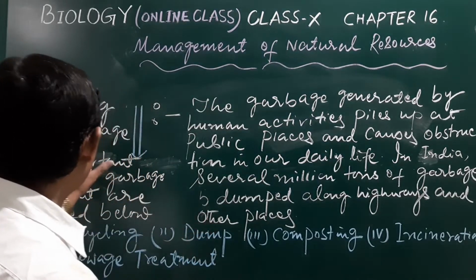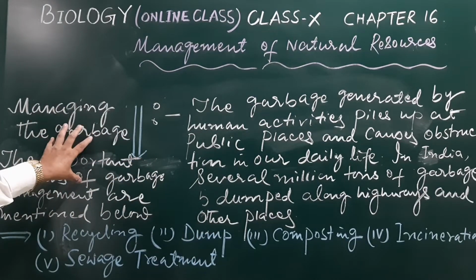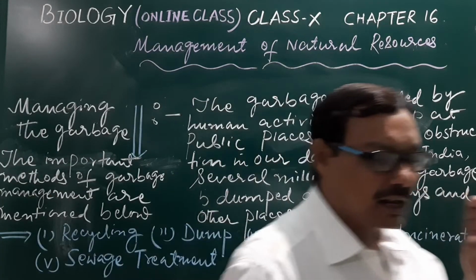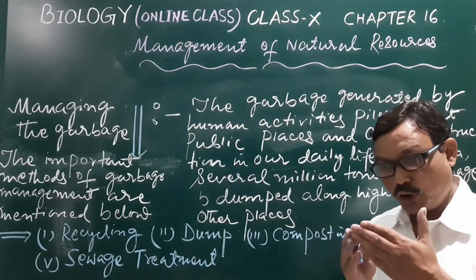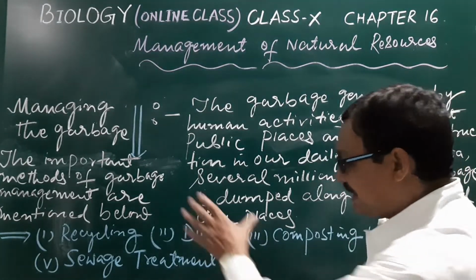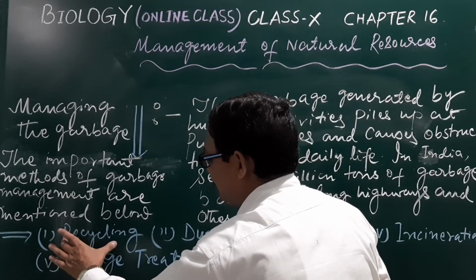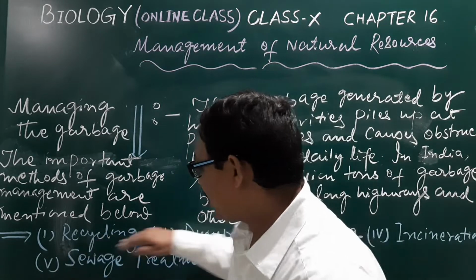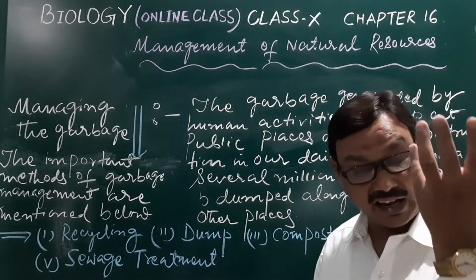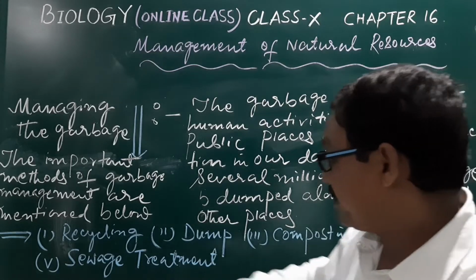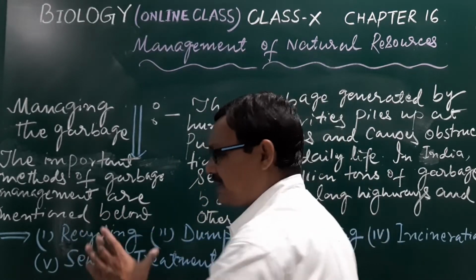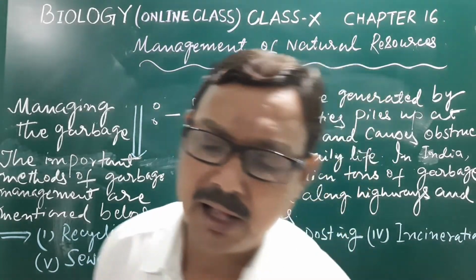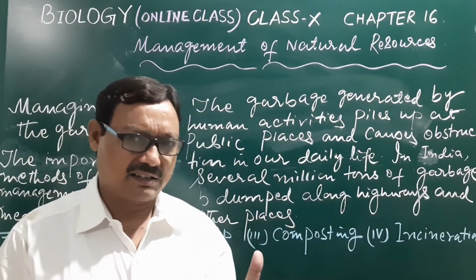That is why it is essential that we treat it in a proper, scientific way that does not harm our environment. Here are a few methods suggested for the treatment of the garbage generated by humans. Number one, recycling. It is a very common method. Substances mainly made from paper can be recycled.